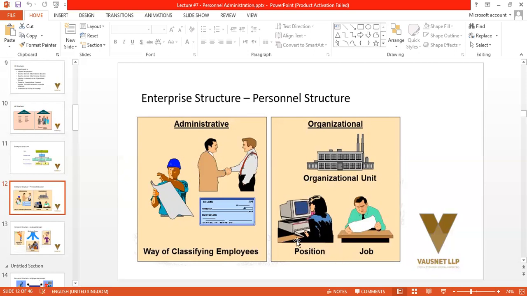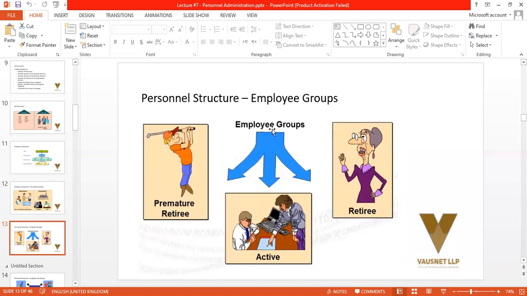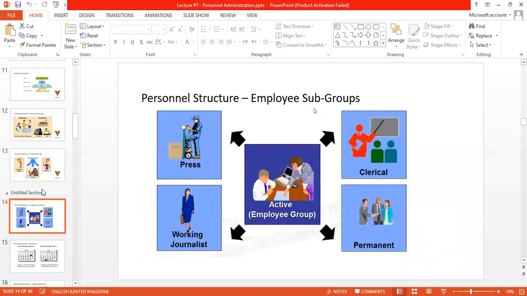personnel sub areas, and with the combination of position and job, you can then segment a group of employees, and those employee subgroups will then be maintained with a certain payroll structure. So employee groups, what are employee groups? Active, retiree, premature retiree. Okay. Employee groups are active. For example, an active employee can be a working journalist, can be a clerical department.